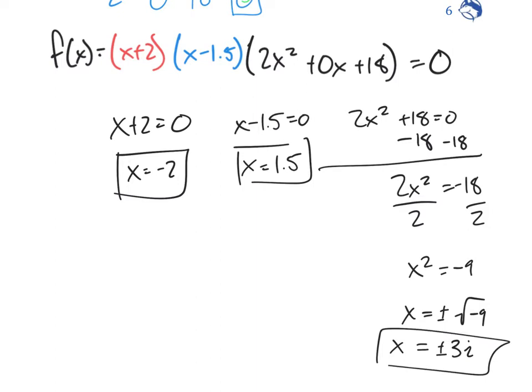Okay, so there are 4 answers here. I have 1, 2, 3, and 4. There are 2 of them there because there's one that has a plus and the other one has a minus.